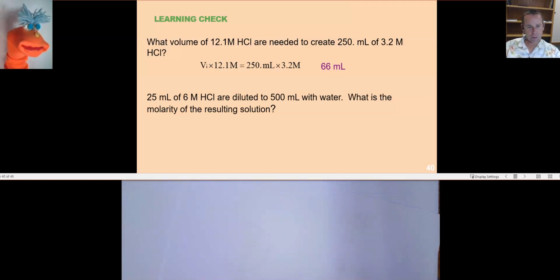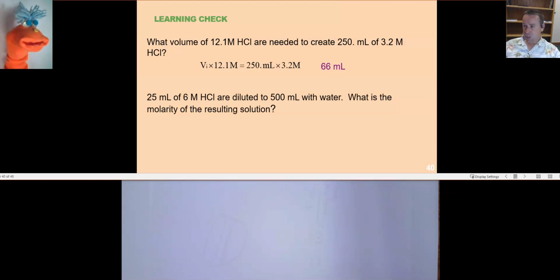All right, very good. So 25 milliliters of 6 molar HCl is diluted to 500 milliliters with water. What is the molarity of the resulting solution? Now notice that it doesn't say we added 500 mils of water, does it? Oh no. Because if it says you add water, then you have to realize that your resulting volumes are additive. But in this case, it says we're just diluting to 500 milliliters with water, right?